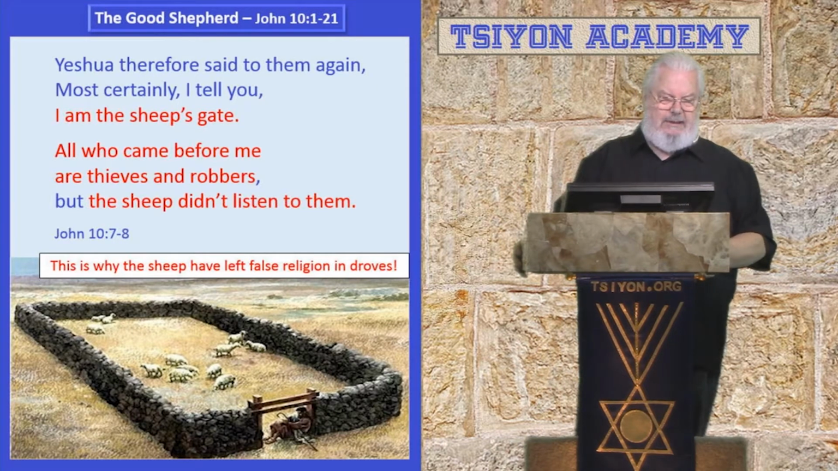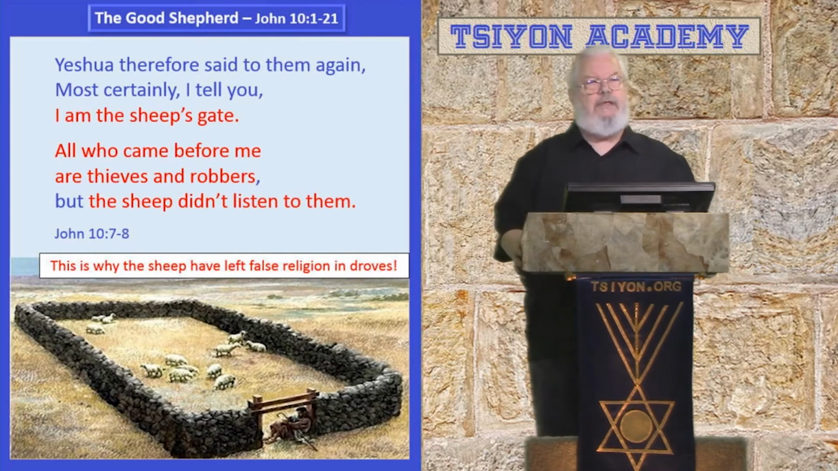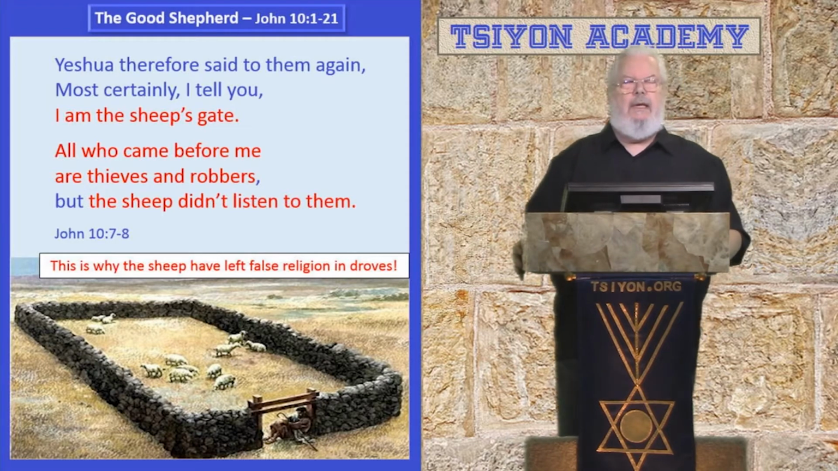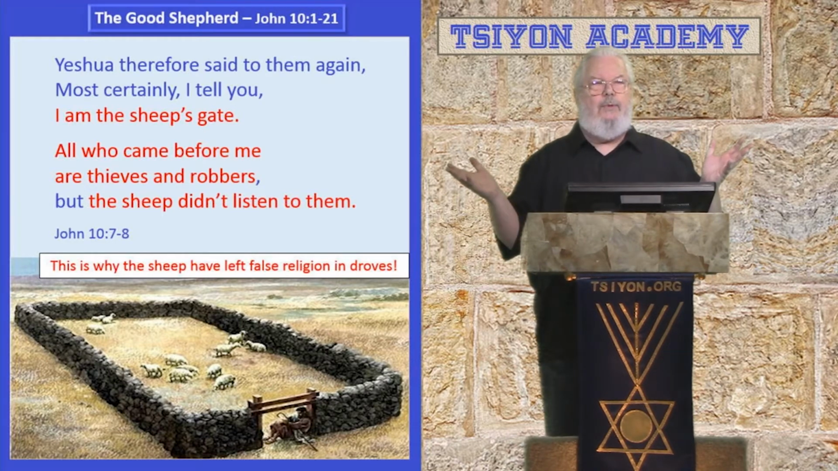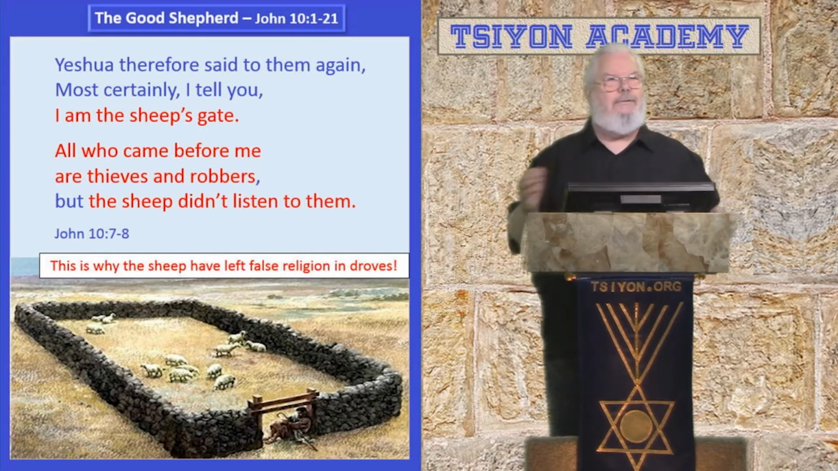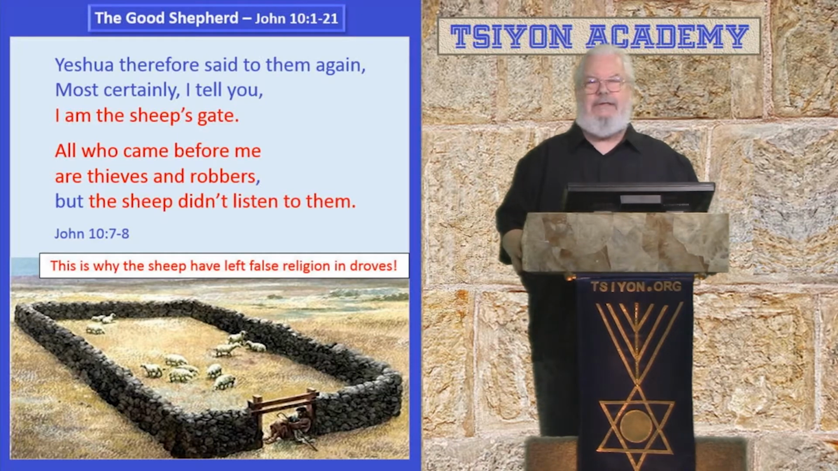He said that he was the gate. I am the sheep's gate. All who came before me are thieves and robbers, but the sheep didn't listen to them. He's standing right there talking to the people, and he's telling them, these Pharisees who are here following me around, they are thieves and robbers. That's really what he's saying. But they don't even understand what he's saying.